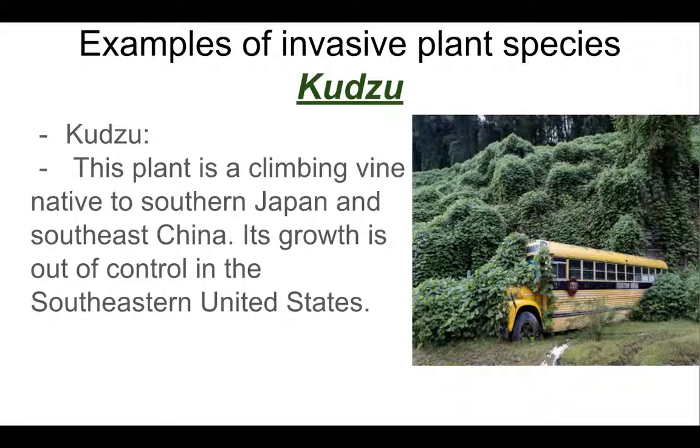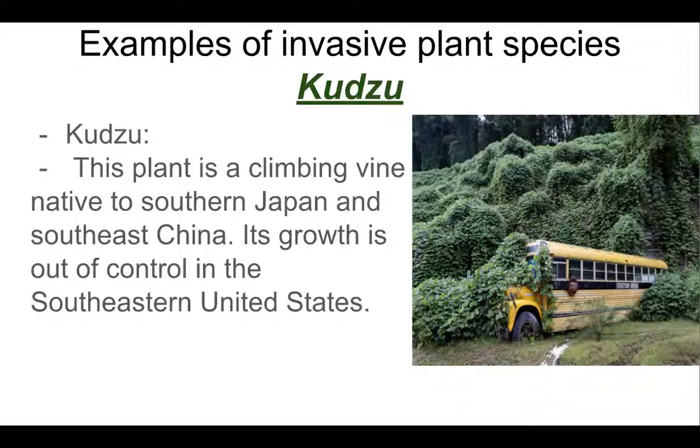The next one is the kudzu. I hope I'm pronouncing that correctly. Kudzu is a climbing vine, native to southern Japan and southeast China. Its growth is out of control in the southeastern United States. I know you guys, whoever visits the Lower Garden District, have seen these in the back of homes. I actually used to live in the Lower Garden District and had the exact same plants in my backyard. So it's very much real.